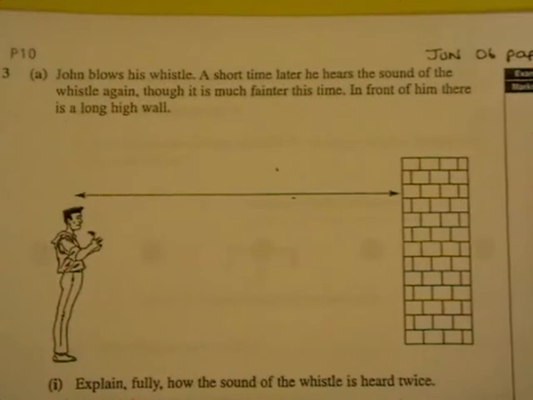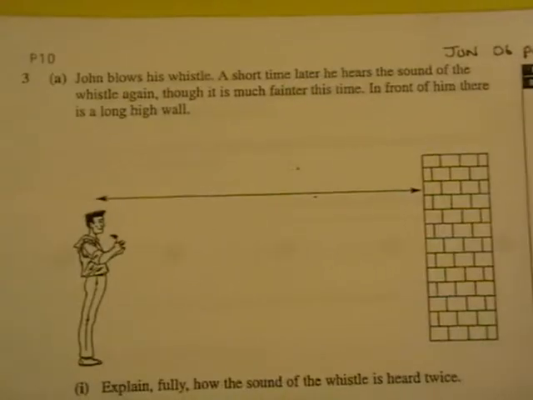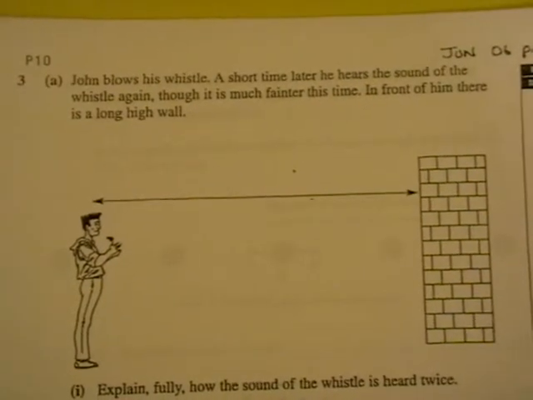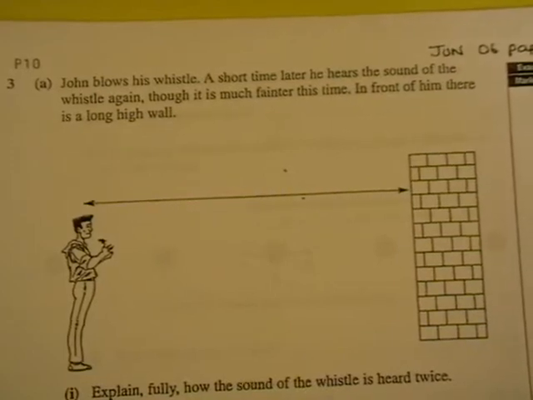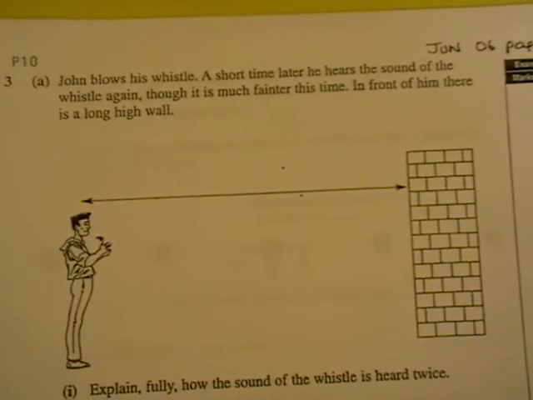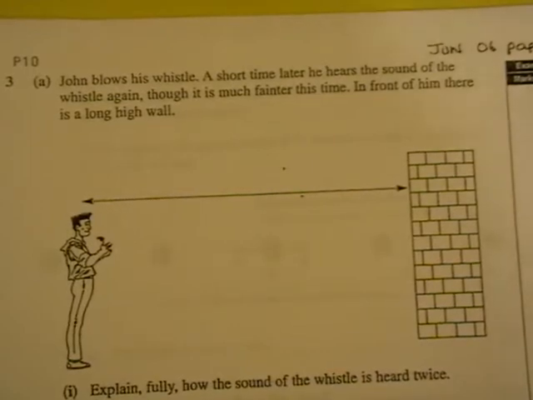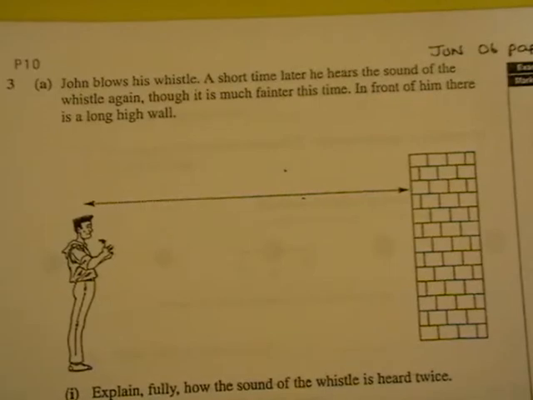John blows his whistle. Sorry, this is June 06 paper 2 question 3. John blows his whistle. A short time later, he hears the sound of the whistle again, though it is much fainter this time. In front of him there is a long, high wall. Explain fully how the sound of the whistle is heard twice.